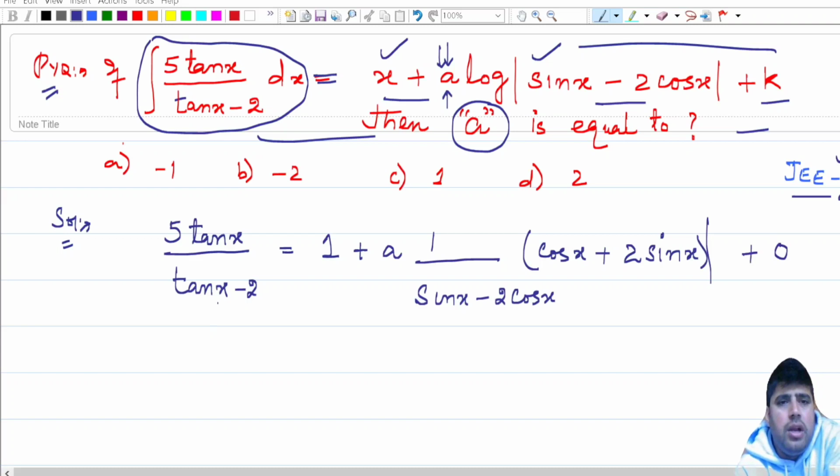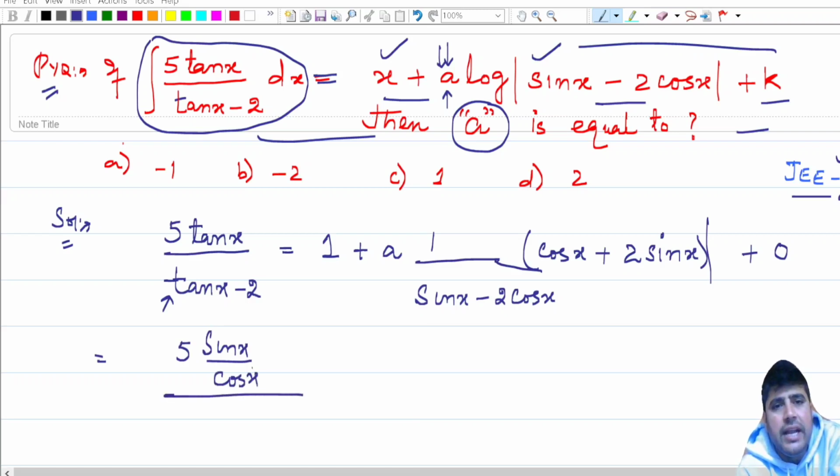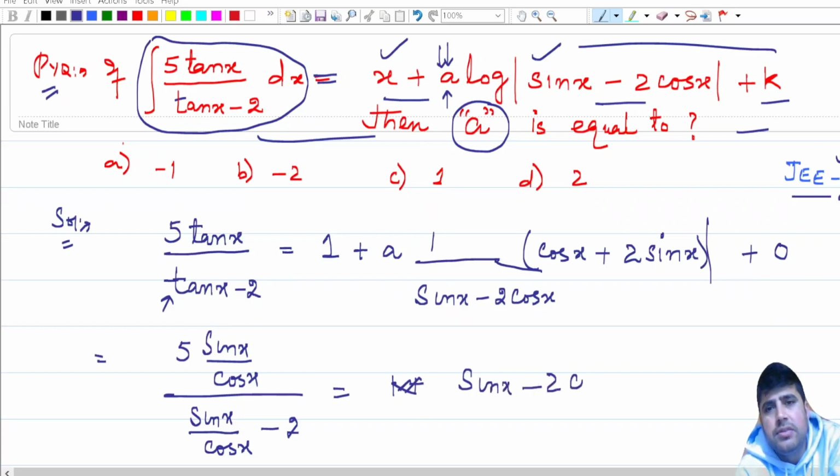Now the denominator on the RHS is sin x minus 2 cos x, and here it is tan x minus 2. If you convert tan in terms of sin and cos, then cross multiplying we will get sin x minus 2 cos x. So this will be equal to 5 times sin x by cos x, divided by sin x by cos x minus 2, equal to 1 plus a cos x plus 2a sin x over sin x minus 2 cos x, where we cross multiply to get sin x minus 2 cos x.